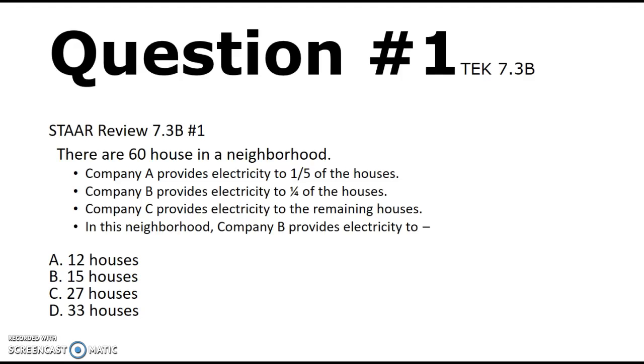Question number 1, STAR review. There are 60 houses in a neighborhood. Company A provides electricity to 1/5 of the houses. Company B provides electricity to 1/4 of the houses. Company C provides electricity to the remaining houses. In this neighborhood, Company B provides electricity to A. 12 houses, B. 15 houses, C. 27 houses, or D. 33 houses.